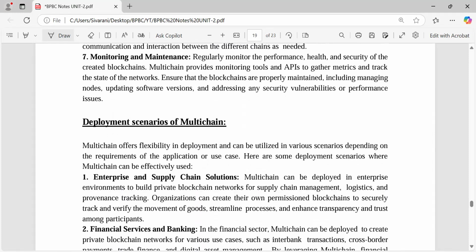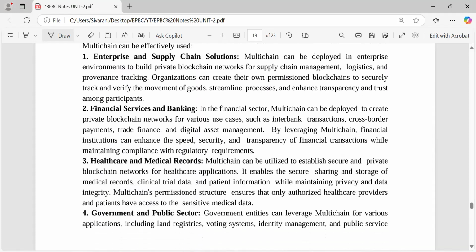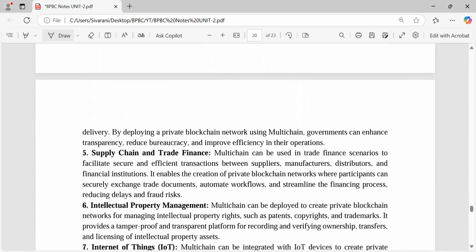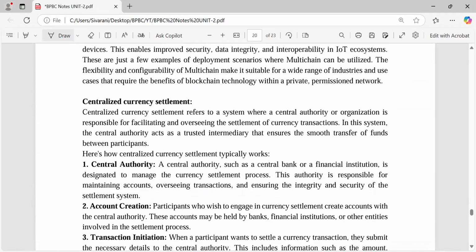Next, deployment scenarios of MultiChain. Whenever you are going to deploy MultiChain, these are the different deployment scenarios. First one, enterprise and supply chain solutions, financial services and banking, healthcare and medical records, government and public sector, supply chain and trade finance, intellectual property management, Internet of Things.